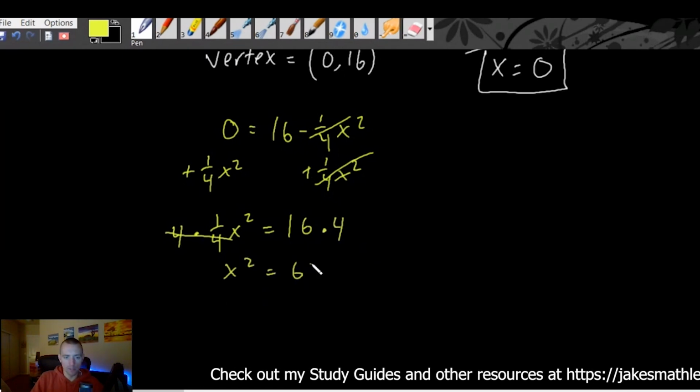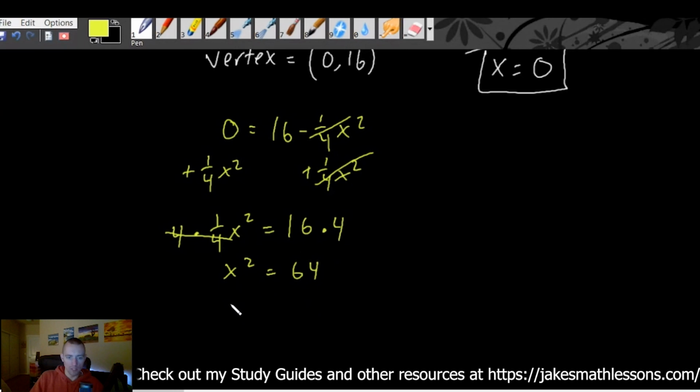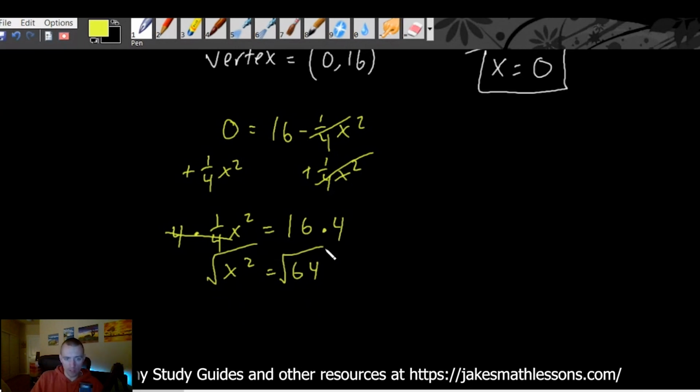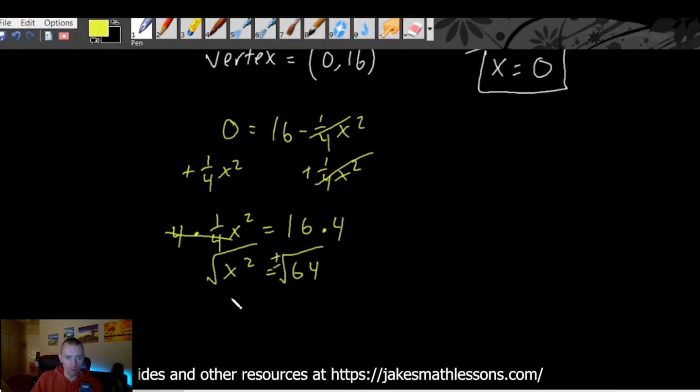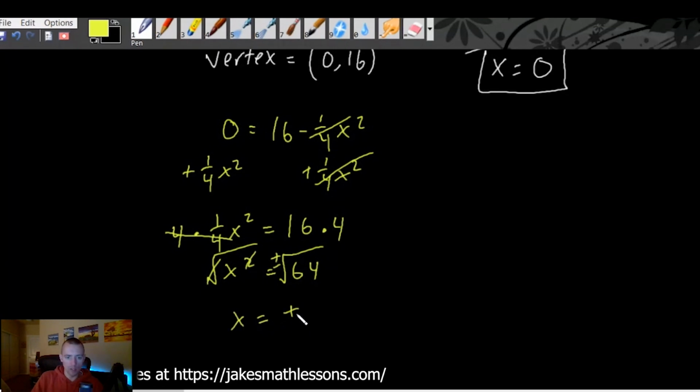16 times 4 would be 64. And then we will take the square root. We actually have to take the positive or negative square root of both sides. So that'll cancel with the squared. And we get x equals plus or minus square root of 64 is 8. So plus or minus 8. So basically we have two different x-intercepts at x equals -8 and x equals +8.